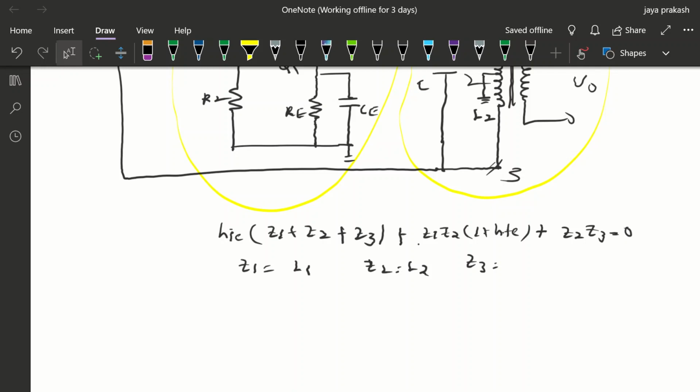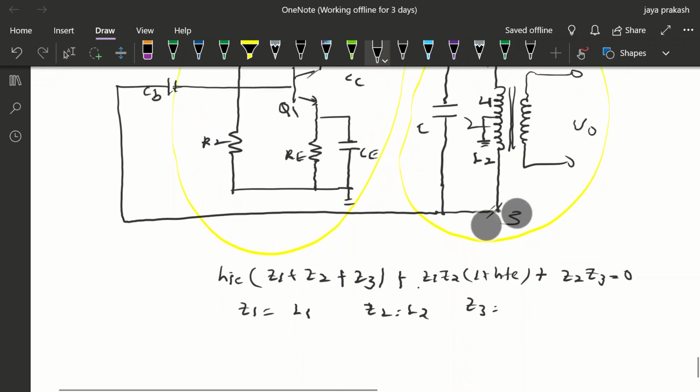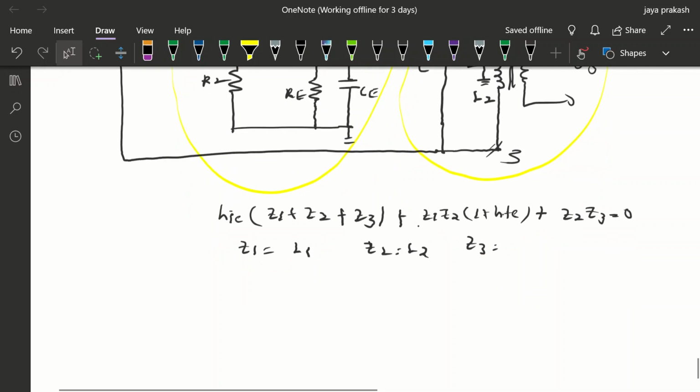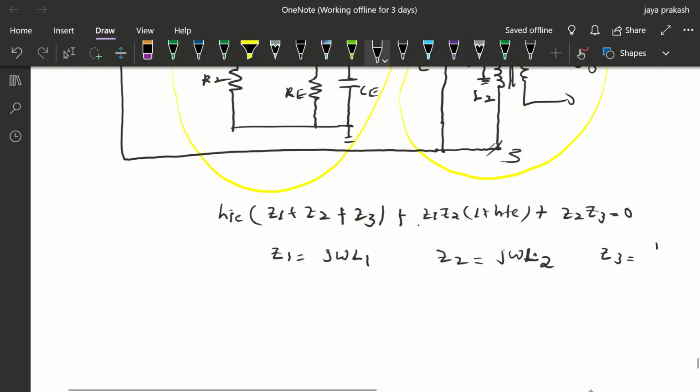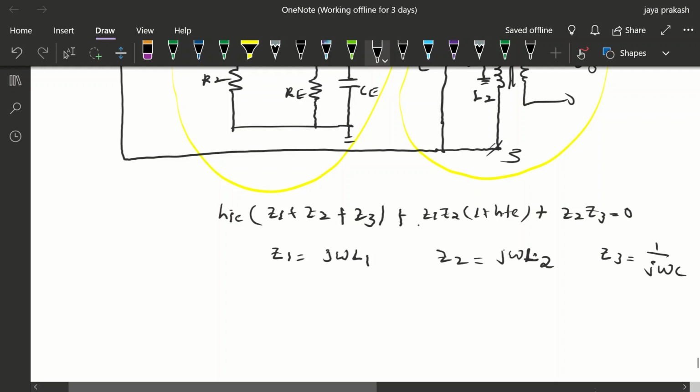So what is Z1? It is the impedance across terminals 1 and 2, so it will be j omega L1. I will write it once again. Z1 is equal to j omega L1, Z2 is equal to j omega L2, and Z3 is equal to 1 upon j omega C.